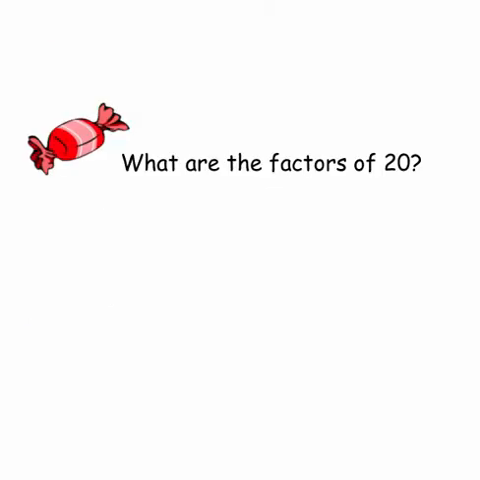What are the factors of 20? We want to think, what can I multiply to get up to 20? Can I do 1 times anything to get 20? Well, 1 times 20 is 20. So 1 and 20 would be factors. What about 2? Can I do 2 times anything to get up to 20?